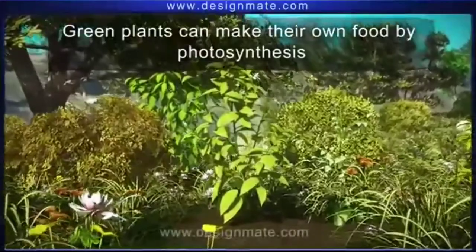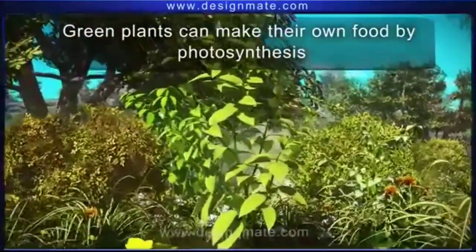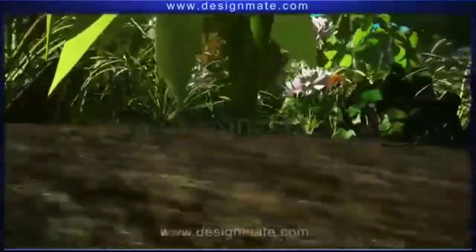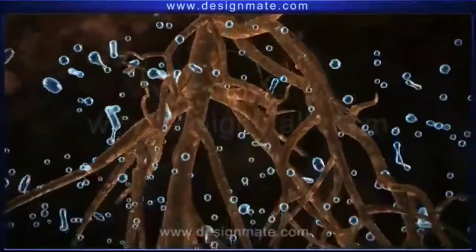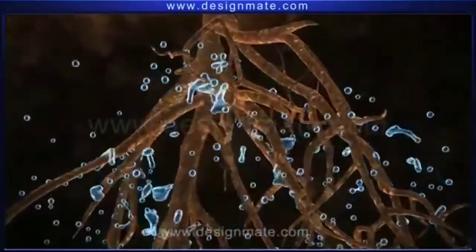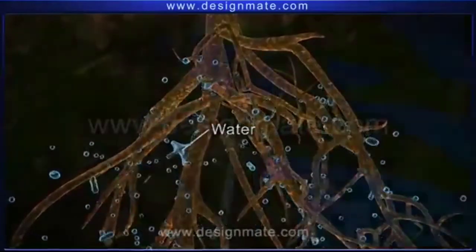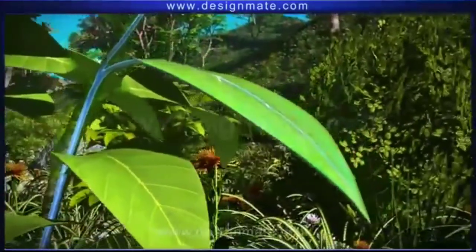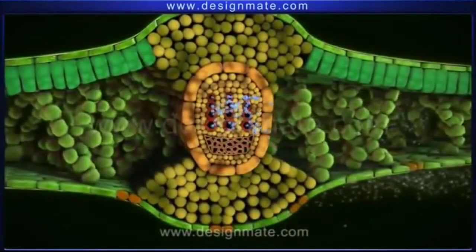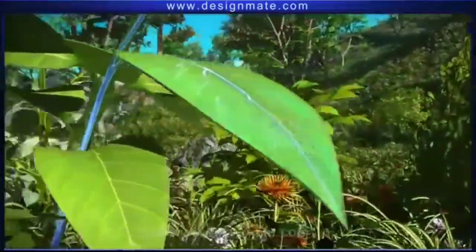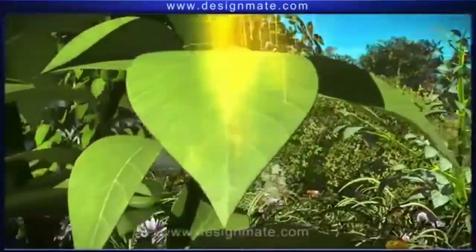Green plants can make their own food by the process of photosynthesis. Plants are held in the soil with the help of roots. These roots absorb water and send it to the leaves. through specialized tubes. The stem holds the leaves in such a way that they absorb maximum energy from sunlight.